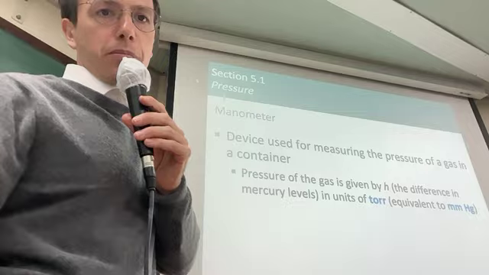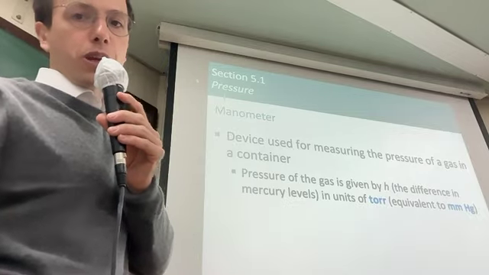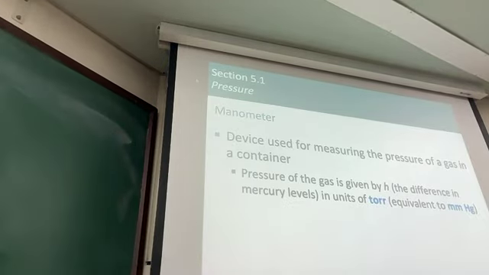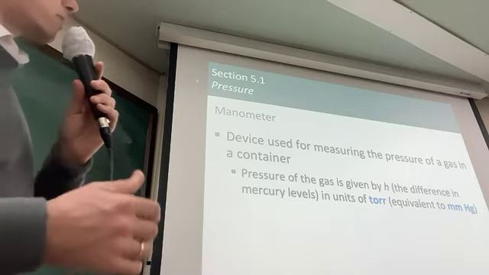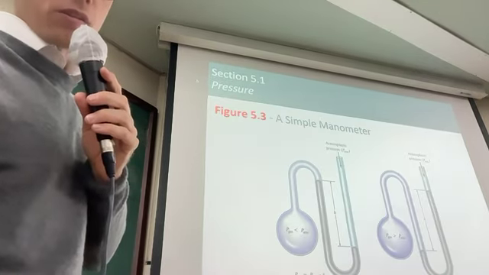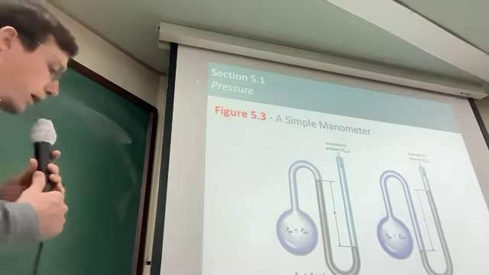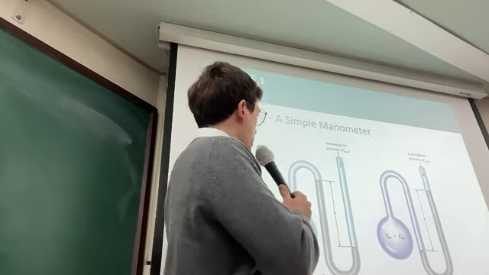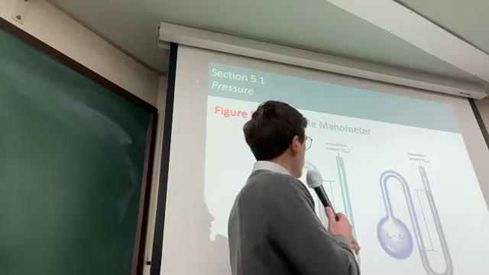Yeah. Okay. Then we can also use this device not only to measure atmospheric pressure, but we can modify it a bit to measure the pressure of a gas inside a container. Yeah. So in this case, we would do it like this. This is called a manometer. So we have here this enclosed gas, and it's enclosed by the mercury.